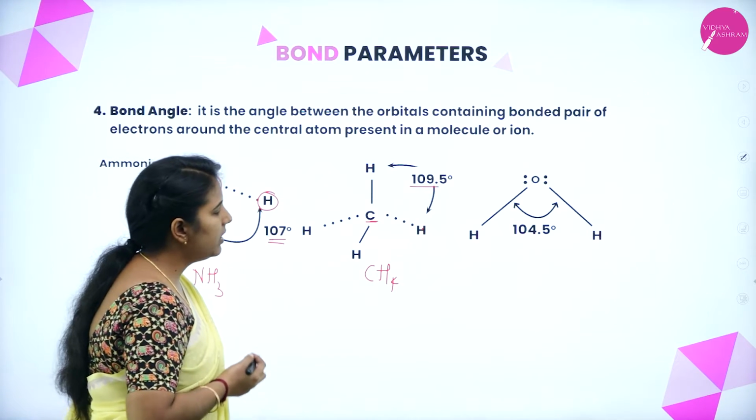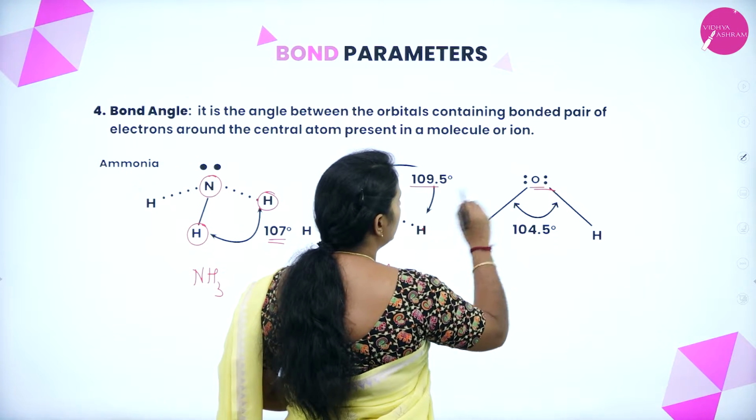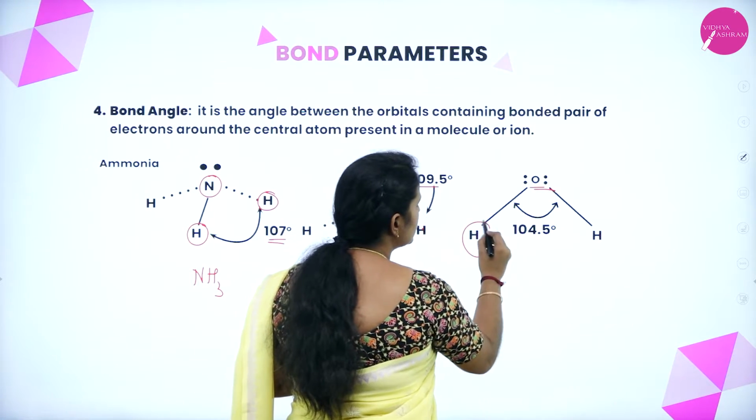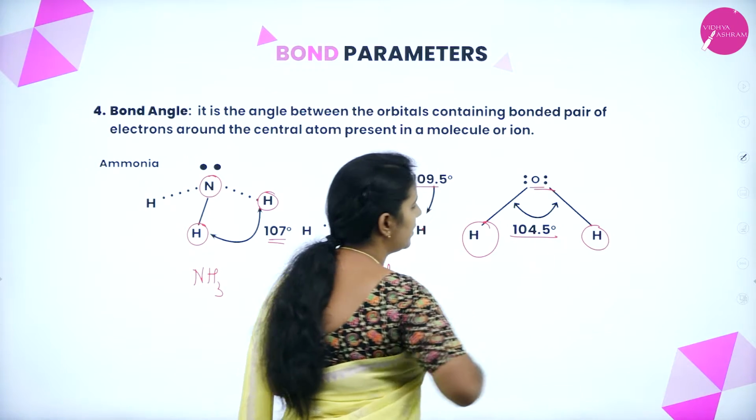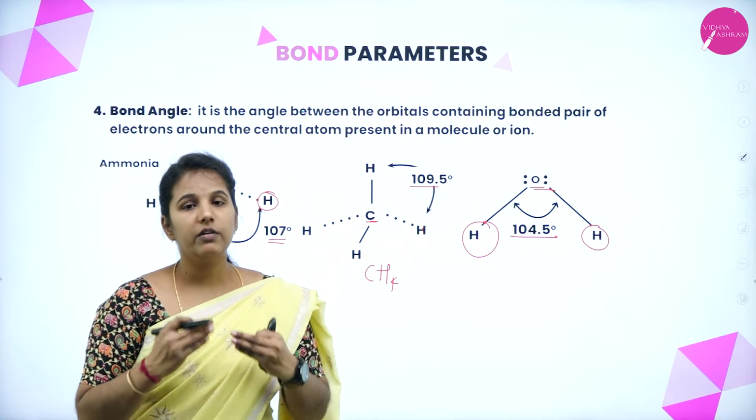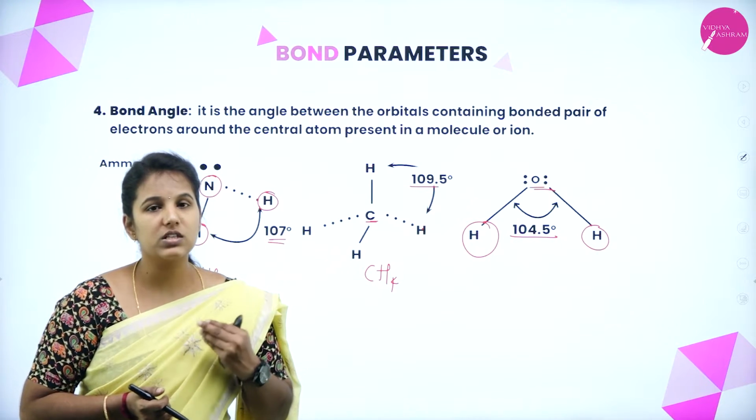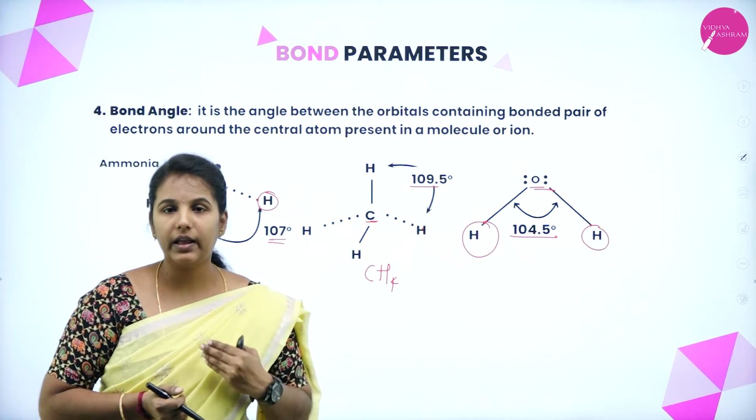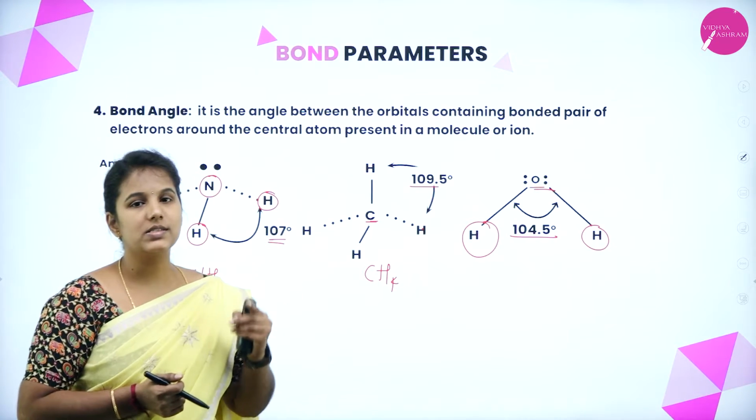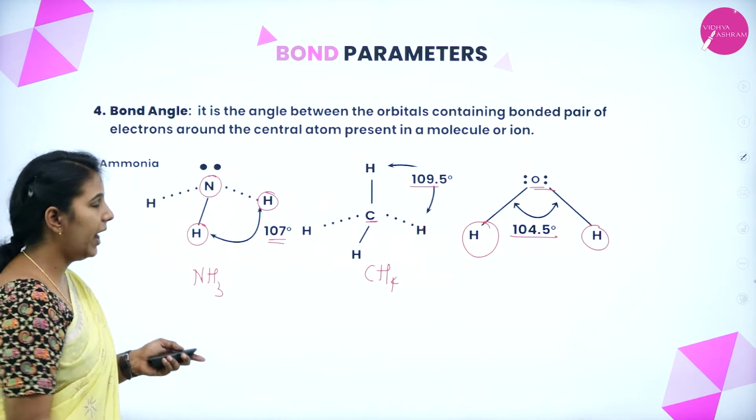109.5 degrees. Similarly, if you consider the water molecule, we have a central atom having two lone pairs of electrons, and these two hydrogen atoms are separated by a bond angle of 104.5 degrees. This is how we can easily remember what a bond angle is. So what is a bond angle? It is an angle which exists between the two bonded atoms having a central atom with lone pairs or bonded pairs of electrons.